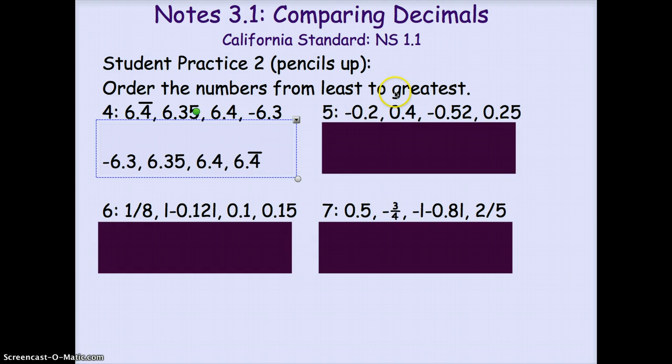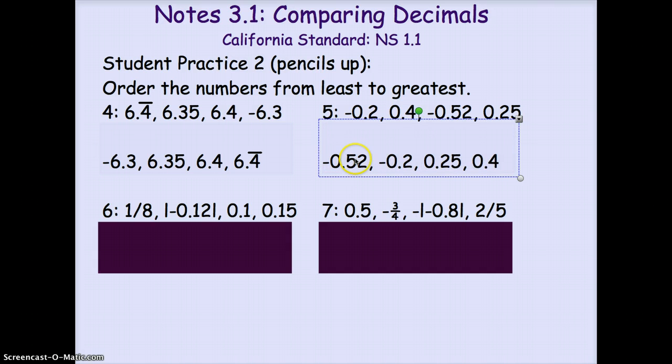Number 5, again, we start with our negatives first. This has a 5 in the tens place, where this has a 2. This one's farther from 0, so this comes first. Negative 52 hundredths, negative 2 tenths, and then taking a look at our next two, notice the 2 is smaller than the 4, so 25 hundredths, and then 4 tenths is our largest digit there.